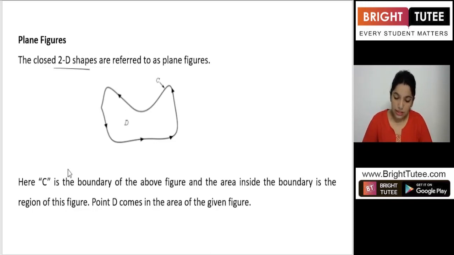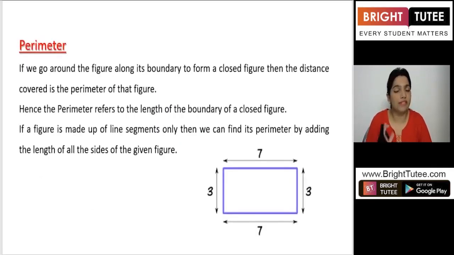Here you see the arrows all around; this is the boundary of the given figure, and D is basically the area that you see inside. Point D comes in the area of the given figure. Everything that you see inside this boundary is the area of this closed shape. We will learn about area as well in this lesson, but we are first going to start with a topic that is very interesting and simple to learn. It is called the perimeter.